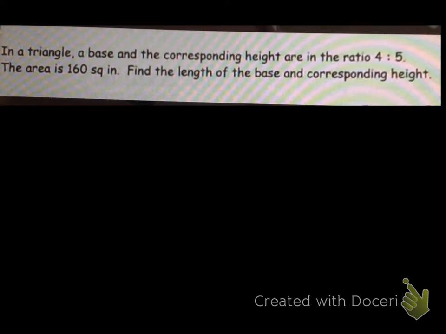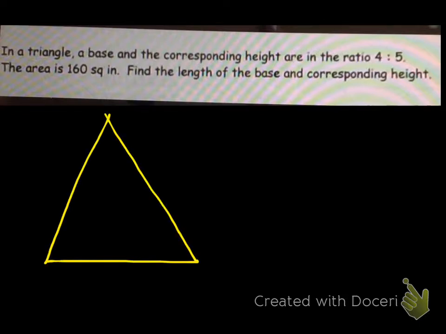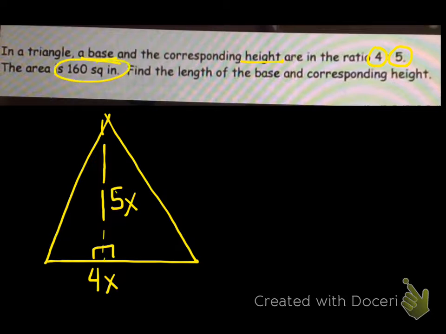Alright, in a triangle, a base and the corresponding height. So I'm always going to start off with, go ahead and draw my picture. And then here's my height. Okay, a base and its corresponding height are in a ratio of 4 to 5. So remember, it's giving you the base and the height. So that means the base is this one and the height is this one. Okay, so the base is 4x and the height is 5x, and this is our area, is 160.